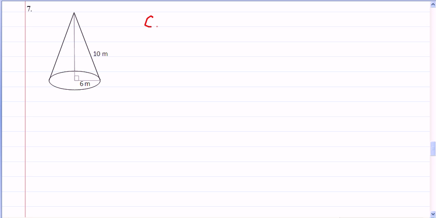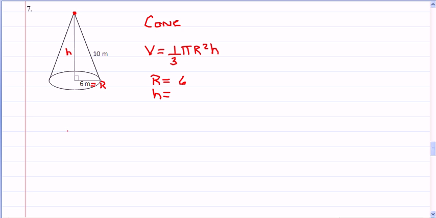Number 7 is a cone. And the formula for the volume of a cone is 1/3 pi r squared h. So I want to identify the radius and the height. So the radius is given. The radius is 6. The height is not given. This length here is the height. The height goes from the vertex, this point up here, right down to the middle of the circular base.